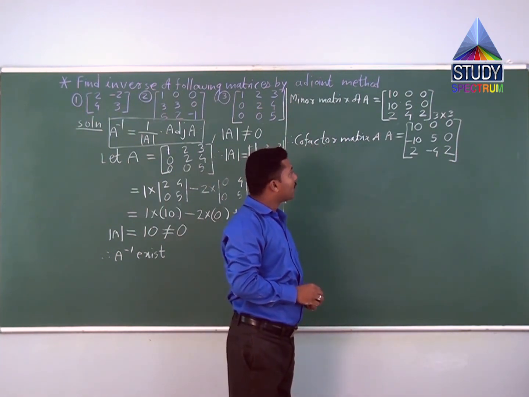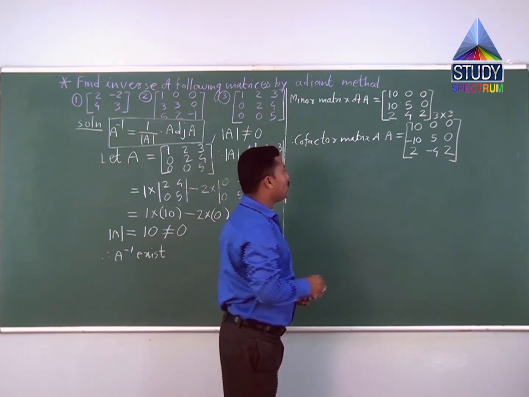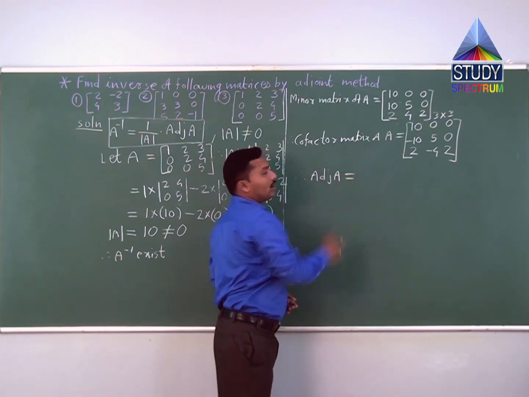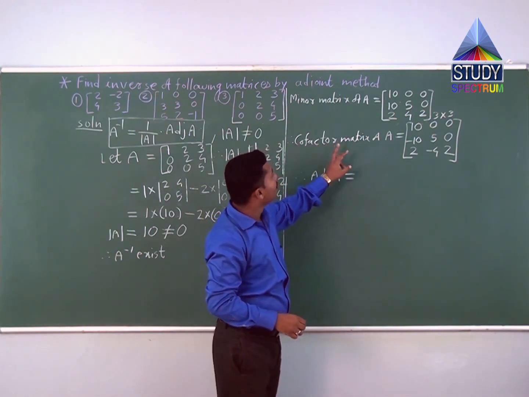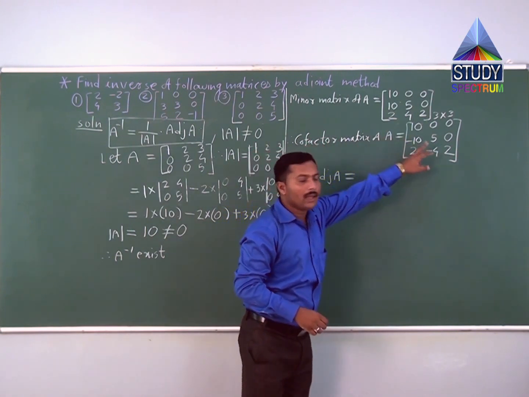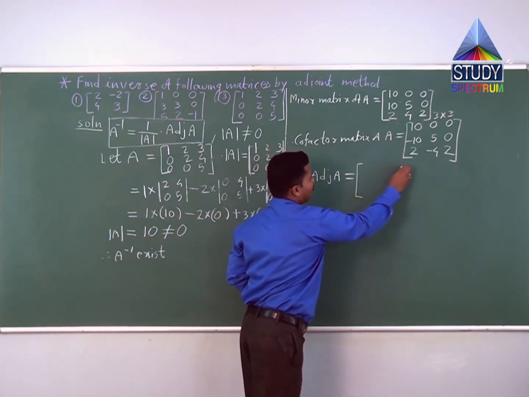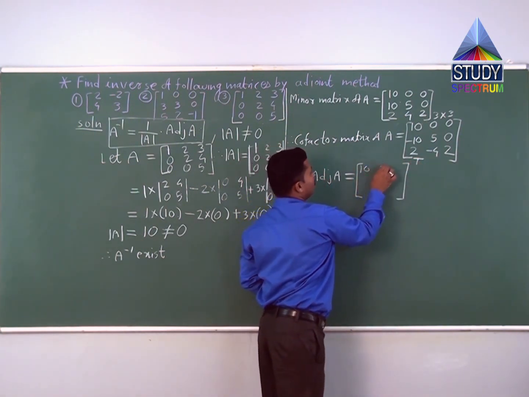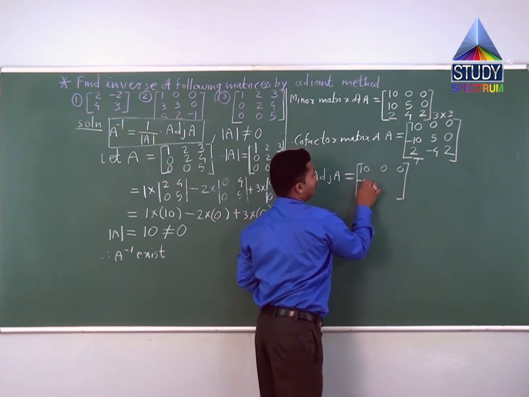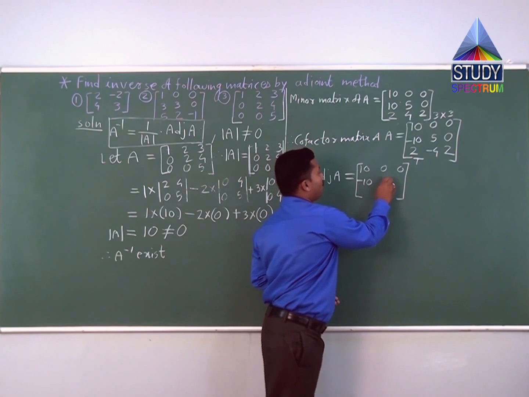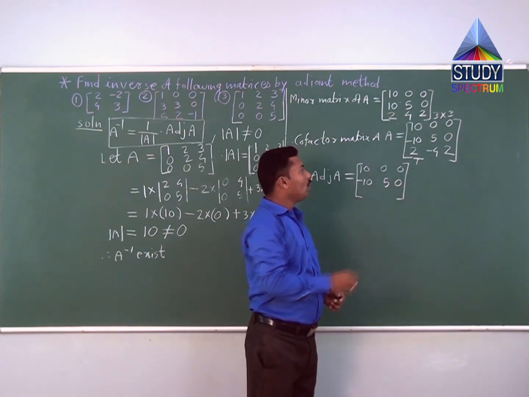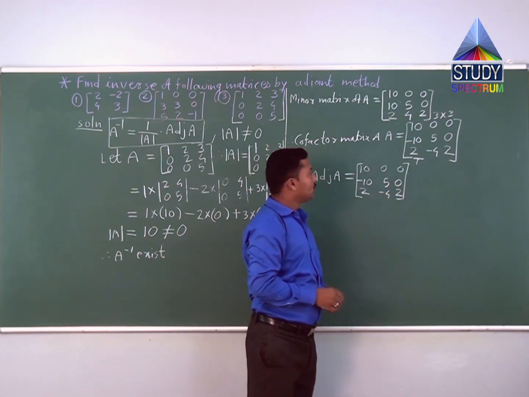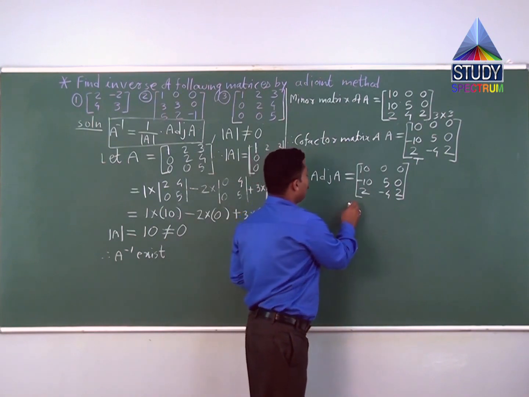By using this cofactor matrix of A, we find the adjoint of A. So adjoint of A equals the transpose of this given cofactor matrix of A. Transpose means a matrix and its transpose. So 10, 0, 0, then minus 10, 5, 0, and third row 2, minus 4 and 2, and this is the transpose.